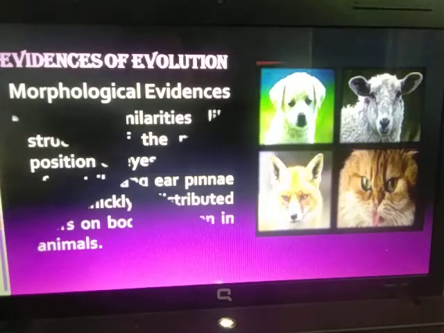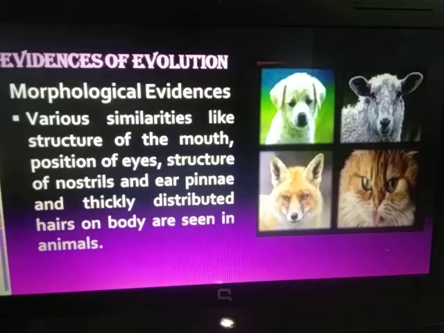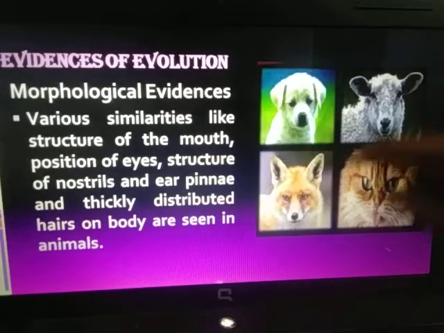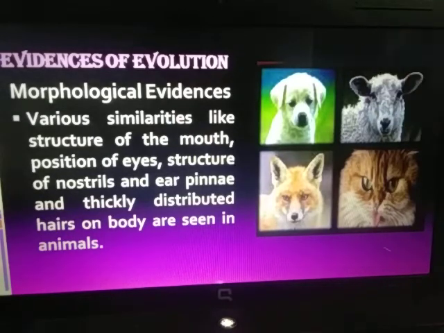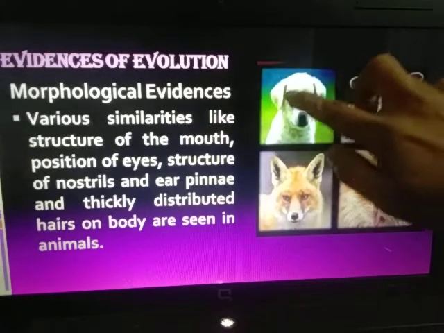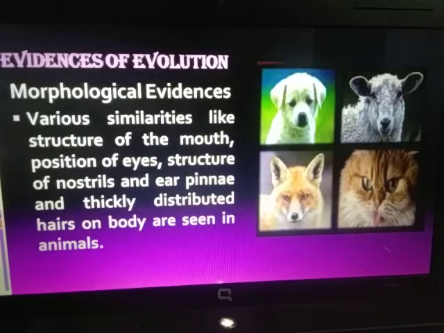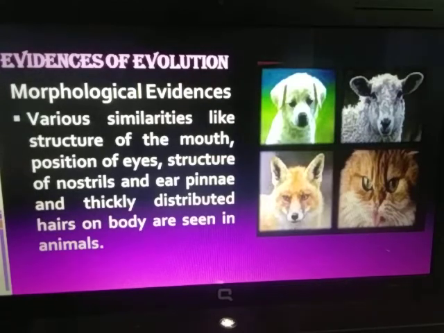Then the structure of the nostrils. A nose has nostrils, and even the structure of the nostril is similar. Then the ear pinnae are almost similar. Even in human beings, the ear pinnae are on the side of your face. And thickly distributed hair: all of them have thickly distributed hair.